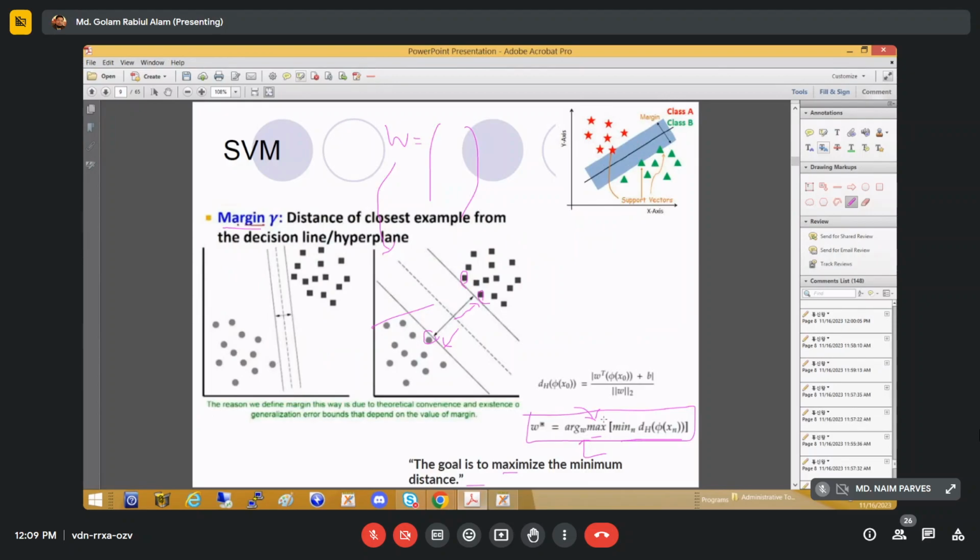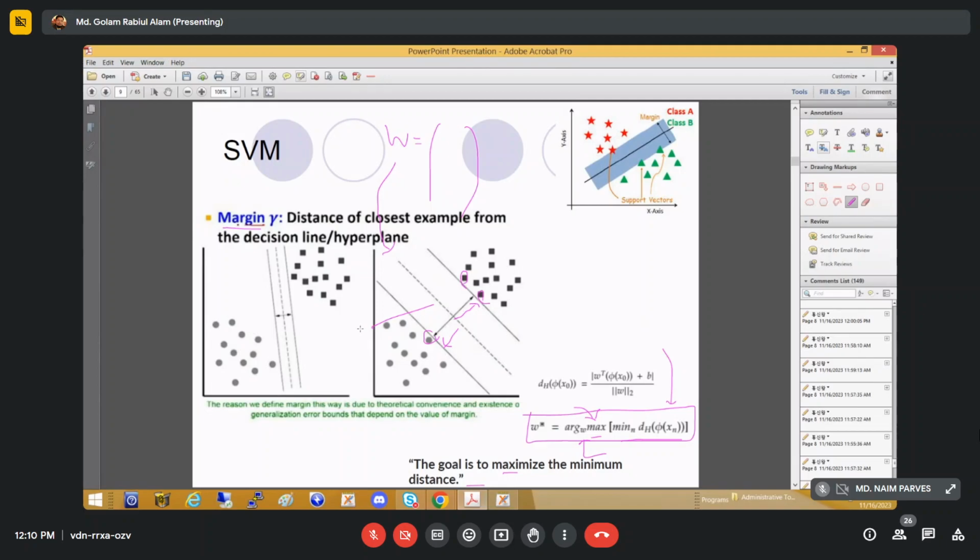seen this equation. But the problem is we still didn't consider the correct or incorrect classification. That means the accuracy. We still didn't consider the classification accuracy in this equation. That's why we need to add something here for increasing the accuracy of our classification.